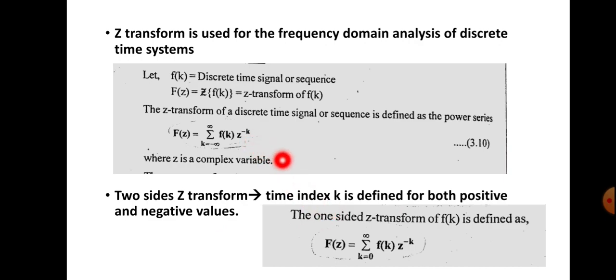Similarly, we can define the one-sided transform of f of k, and in that case there will be only one side, either positive or negative. So, here F of z equals sigma k equal to 0 to infinity f of k into z raised to minus k. So, this is the basic form of the Z transform equation, and in our discussion we are mainly concentrating on the one-sided Z transform. So, we will be using this equation.